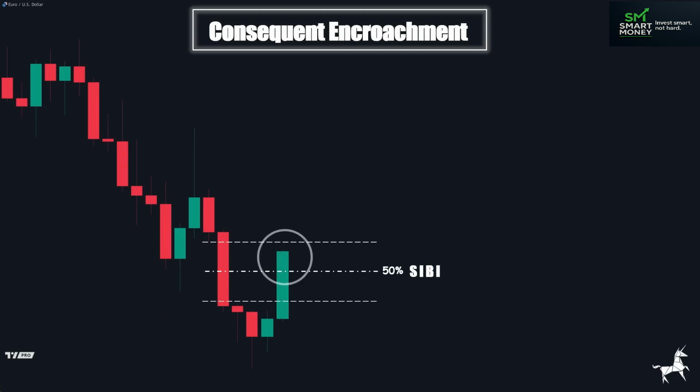For example, in the case of a CB, if price re-enters the gap but violates the midpoint without showing rejection, it's often a sign that the market intends to move higher, invalidating the initial bearish imbalance.